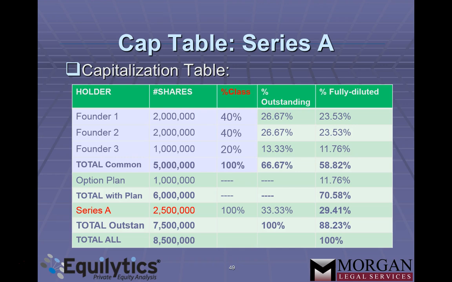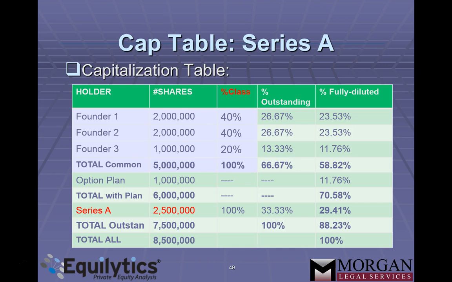So within the class of common stock, we have the same capitalization that we had before for our 3 founders. But our total outstanding, of course, is much lower because we have more outstanding stock. Series A has been added to the total outstanding, and so as a total outstanding percent, the founders own less of the total outstanding because of the Series A, which has been added. And we have our fully diluted percent.